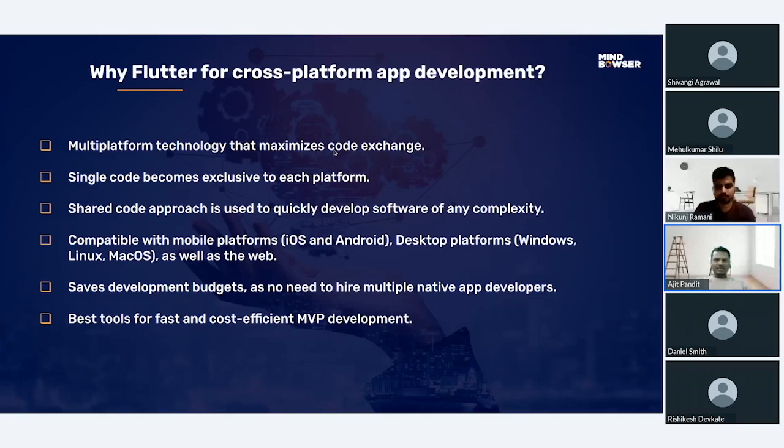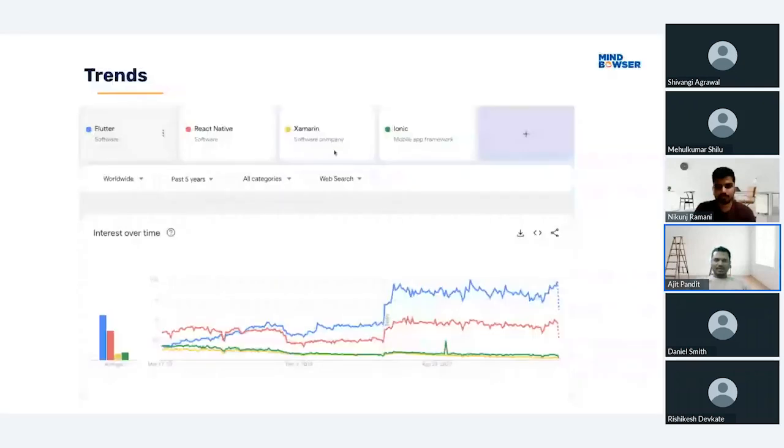Now we will move to our next slide, which is what's trending in the market. We can see here I have added Flutter, React Native, Xamarin, and Ionic. Over the past five years worldwide, we can see how Flutter gained its popularity. As we can see, it's gaining popularity. So the market will be more for Flutter developers.